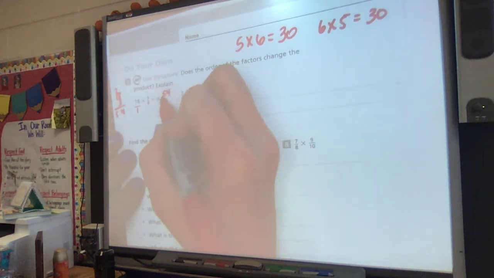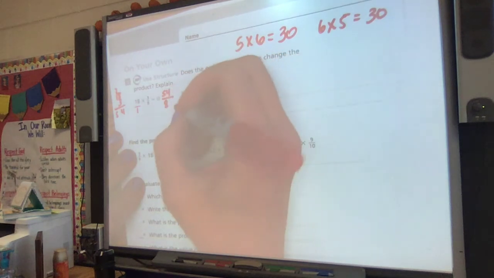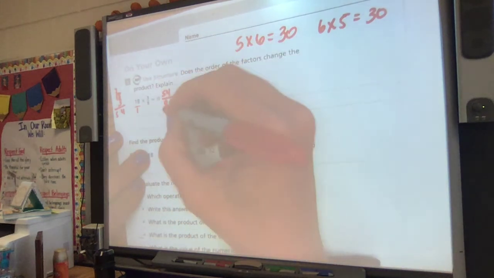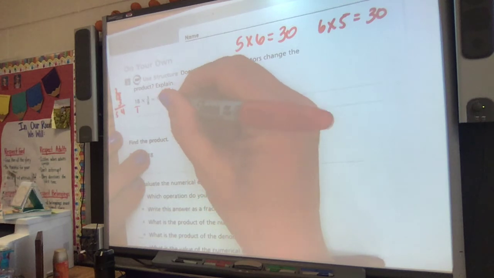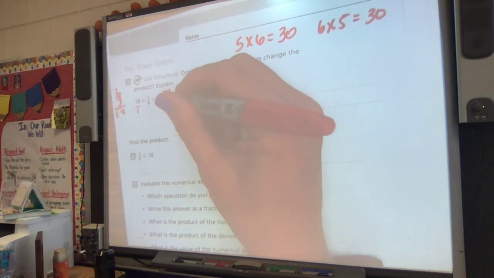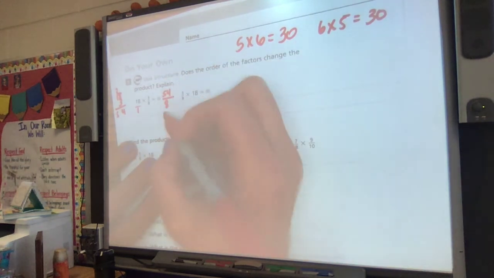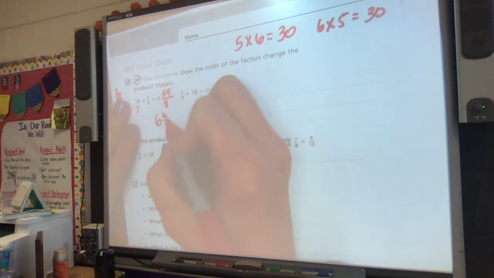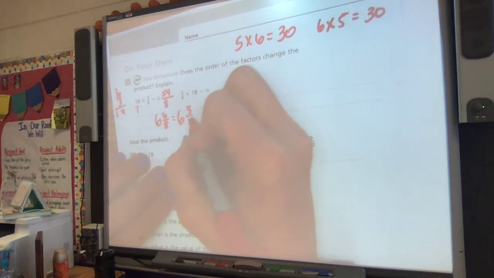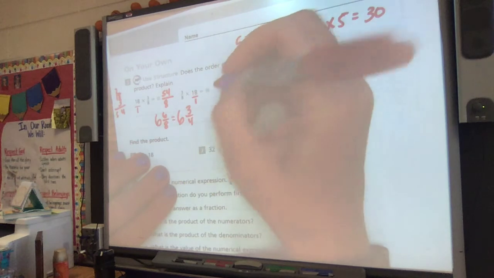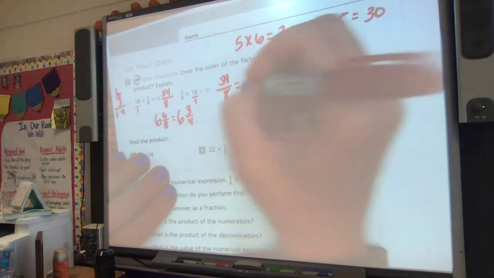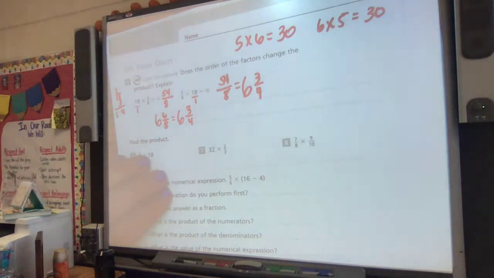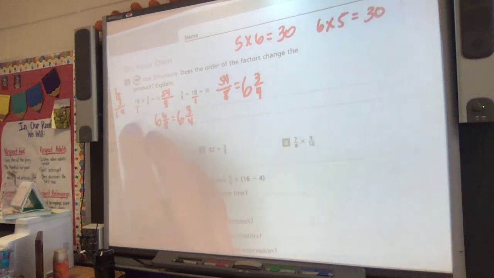But let's prove it. 18 times 3, let's work it out right here, 54. That gives me 54 over 8. How many times will 8 go into 54? Let's think. 8 times 8 is 64. 8 times 7, 56. 8 times 6 is 48. So it goes in there 6 times with 6 left over, 6 and 6/8, which is also 6 3/4. Let's do it this way. 3 times 18, still going to be 54. Divided by 8, still going to give me my 6 3/4. So no, it does not change the product or the answer.